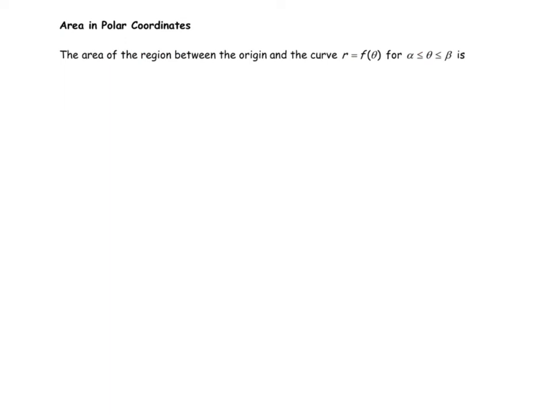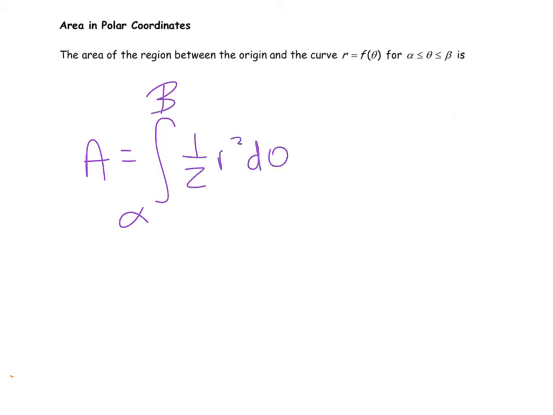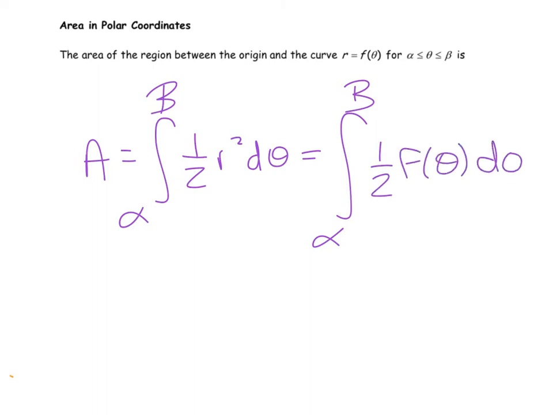So just to formalize, the area of a region between the origin and the curve r equals r of theta, whatever that curve may be, for theta in between alpha and beta, is going to be given as this definite integral. And you could have also used, instead of r, the function notation for our polar curve.